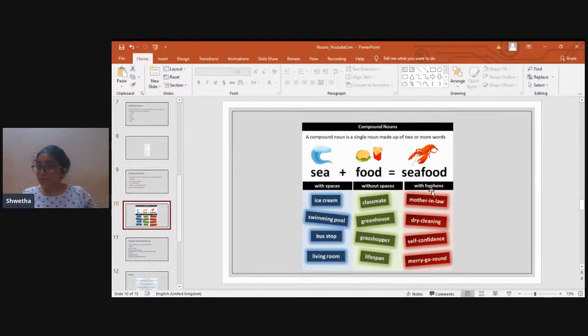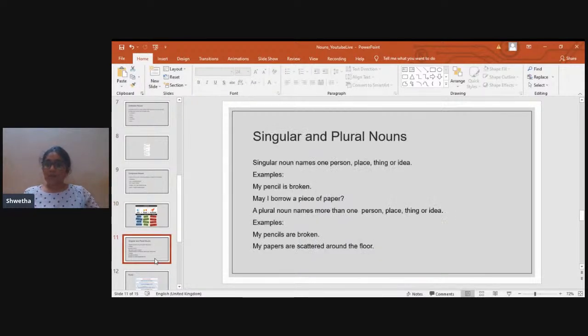Anything with a hyphen. Now, what are hyphens? Hyphens are these little marks, can you see them over there? That's called a hyphen. Why do you use hyphens in a compound noun? To divide it up. Hyphens. Dry cleaning, self-confidence, merry-go-round. What's a merry-go-round? Can any one of you tell me what a merry-go-round is? If you know the answer, kindly add it on chat. I would gladly take it up.